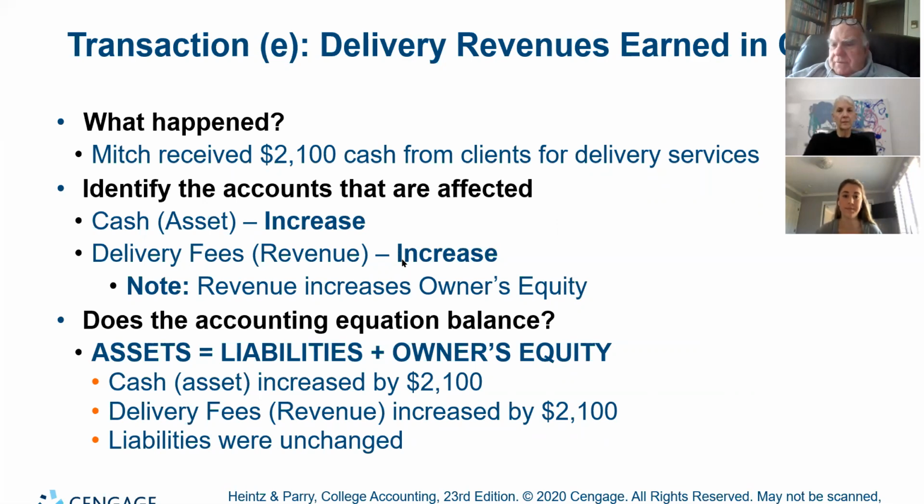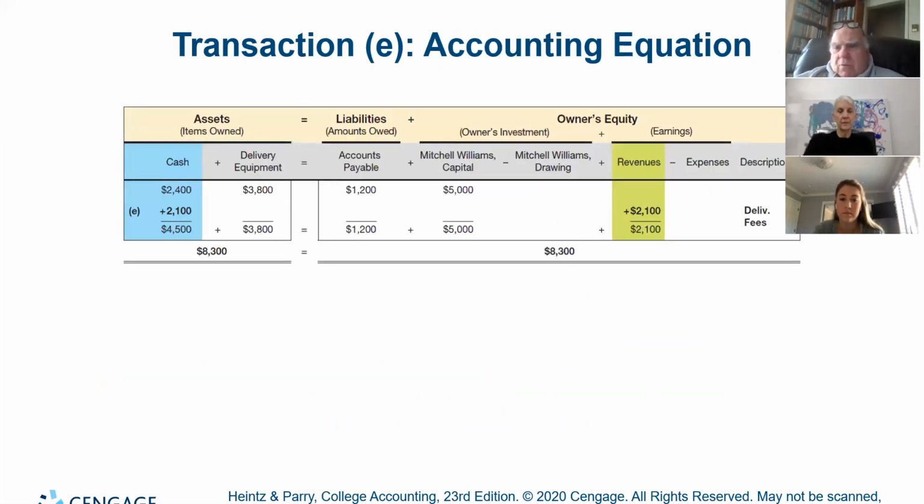Revenues in the form of delivery fees will also go up. How does it affect the accounting equation? Well, let's see. Assets go up by 2,100, and so does revenue. So let's take a look at our equation here. Thank you. Take a look at this now.